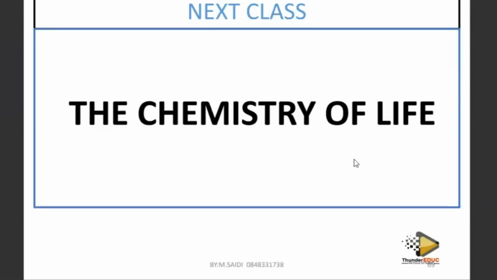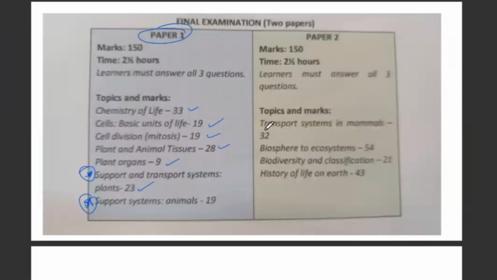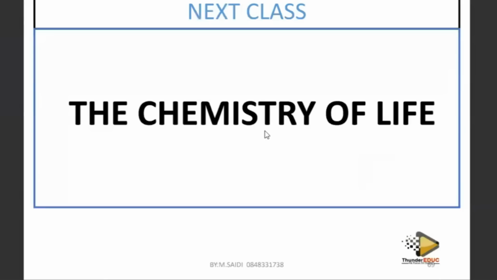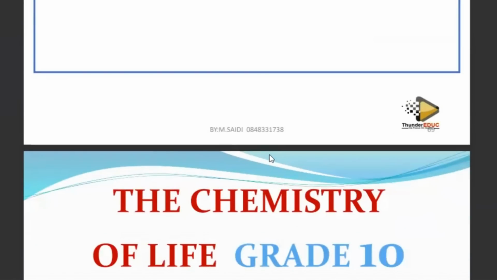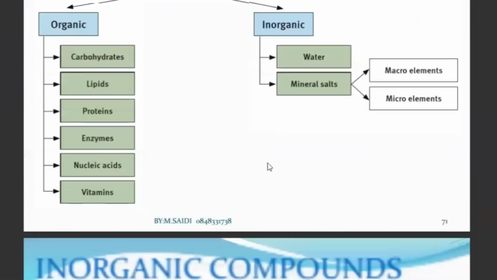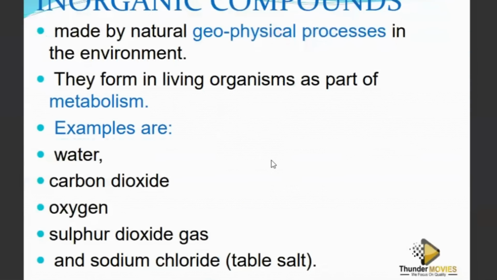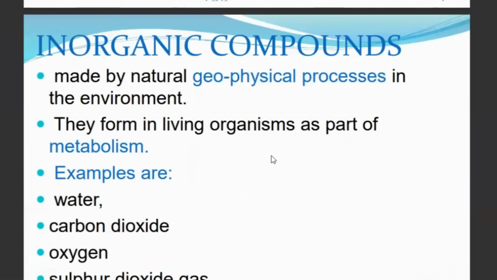All right, this is the first topic which you need to understand. And based on our number of days or weeks we spend on this topic, we end up finding out that it has 33 marks. How are we going to get these 33 marks in this topic? This topic is a little bit easier and difficult if you don't look at it critically. Okay, this is the first topic.